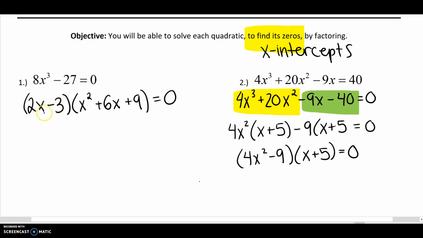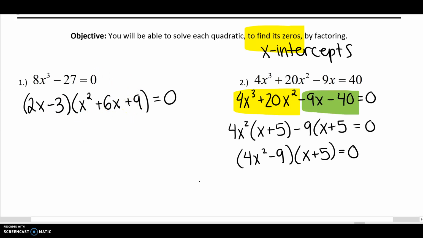So the first one was a difference of perfect cubes. The cube root of 8 is 2. The cube root of x cubed is x. Cube root of 27 is 3. So I followed that pattern. Remember, same, opposite, always positive. And this is what you should get.